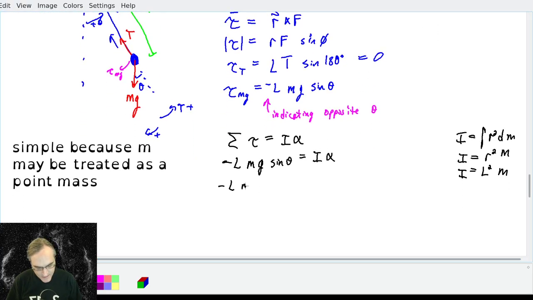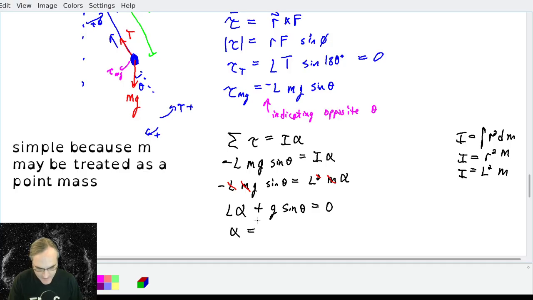So minus L mg sine theta is equal to L squared m alpha. Can cancel out the mass and one of the L's. We can rearrange everything to the same side, so we'll get L times alpha plus g sine theta is equal to 0. And one more rearrangement step. Alpha plus g over L sine theta is equal to 0.